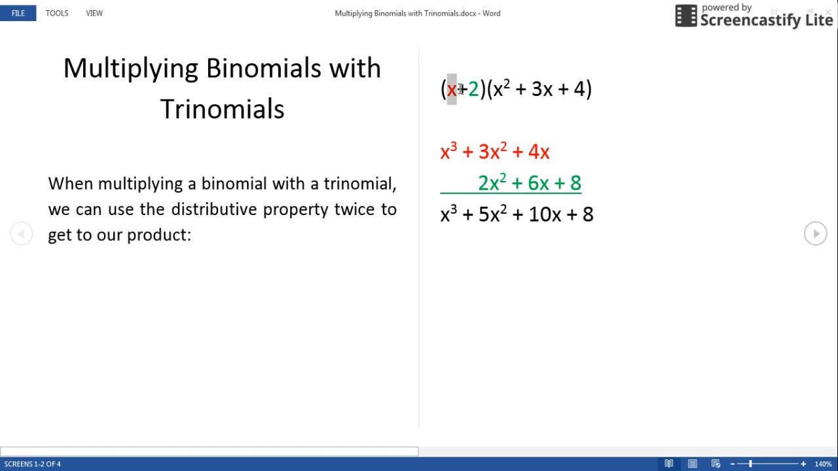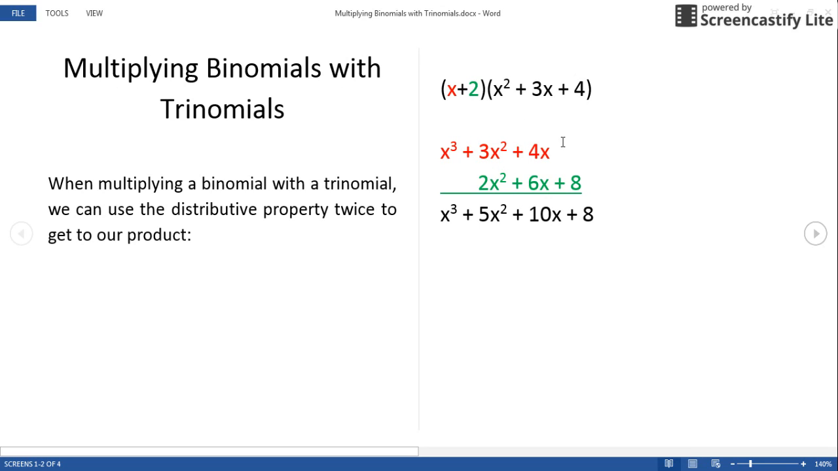Let's first say x times all of these things. X times x squared makes x cubed. X times 3x makes 3x squared. And x times 4 makes 4x.